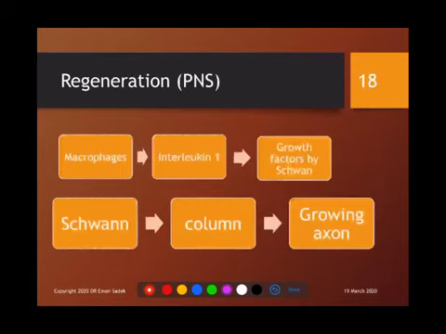يبقى هنا to summarize what happens in regeneration in the peripheral nervous system, because we don't have Schwann cells in the central nervous system, we have two important cells. Macrophages will produce interleukin-1 that will stimulate the Schwann to produce growth factors. The Schwann will produce, in addition to the growth factors, by proliferation a column to allow the passage of the growing axon from the proximal part to pass through.